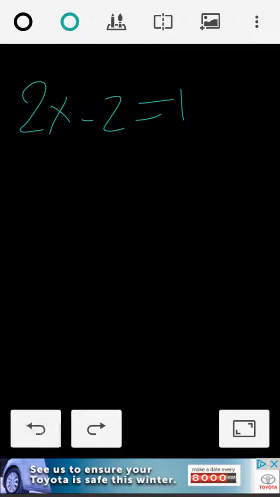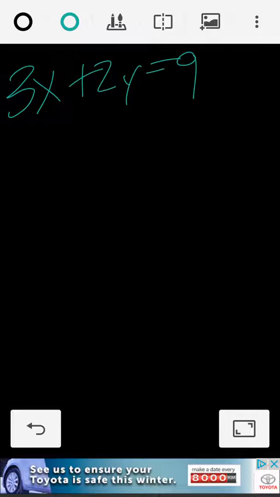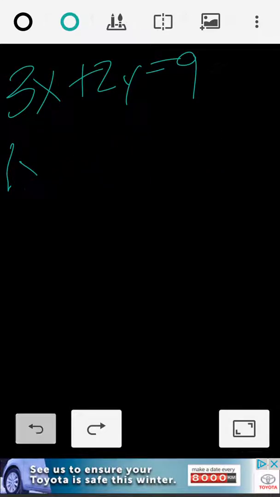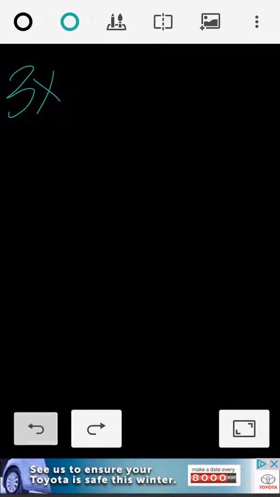Okay? Well, next problem, okay? So we're going to have 3x plus 2y equals 9. And then we're also going to have 2x equals 4 minus 4y, okay? So we're going to bring everything so it's lined up and it's multiplied by everything, okay? So let's put it into a simpler form.